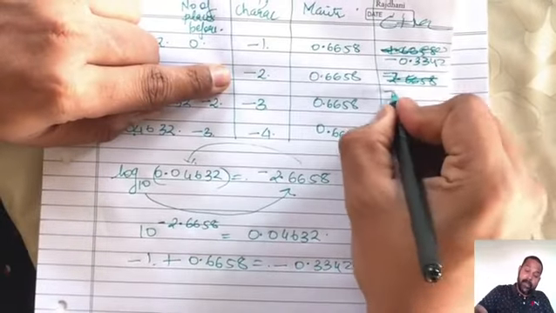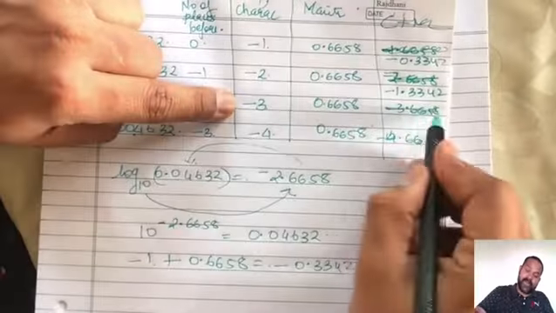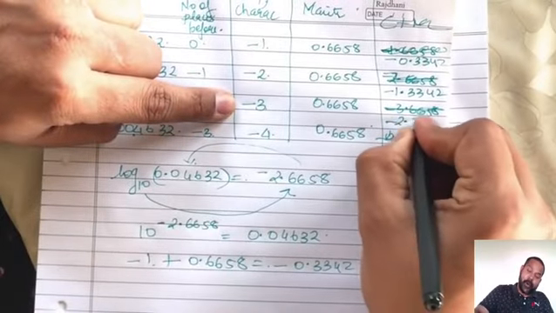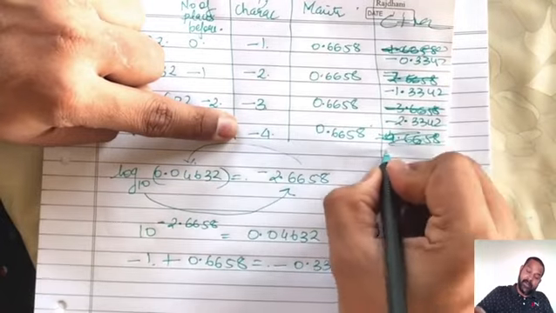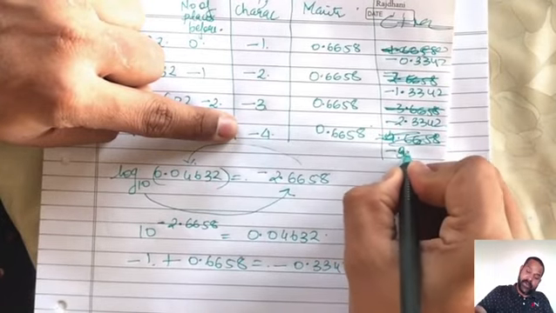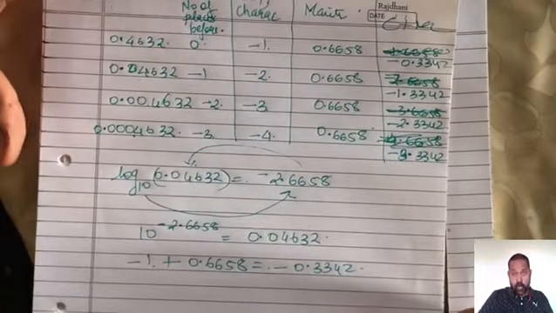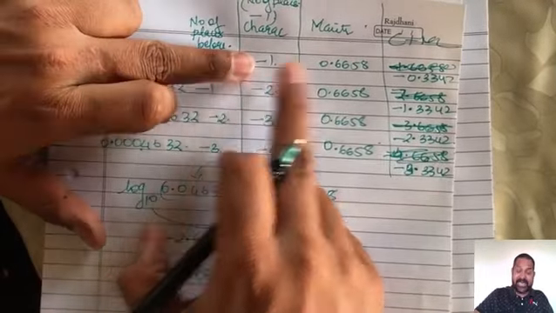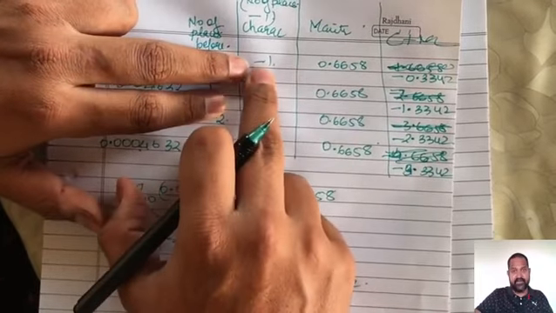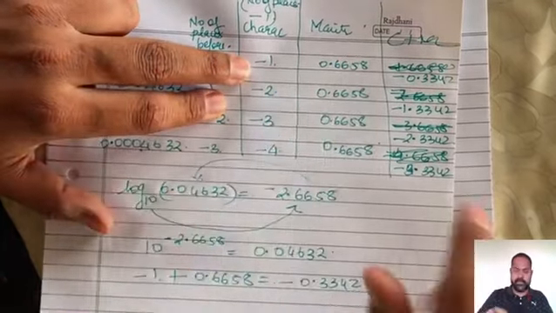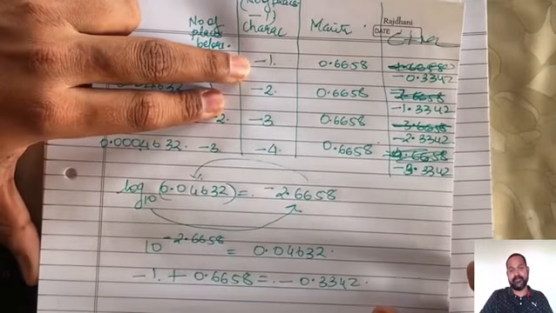What will this become then? This will become -1.3342. What will this become? This will become -2.3342. What will this become? This will become -3.3342. Because log is characteristic plus mantissa, and because the characteristic is negative and mantissa is always positive, when you add the two, they actually subtract.